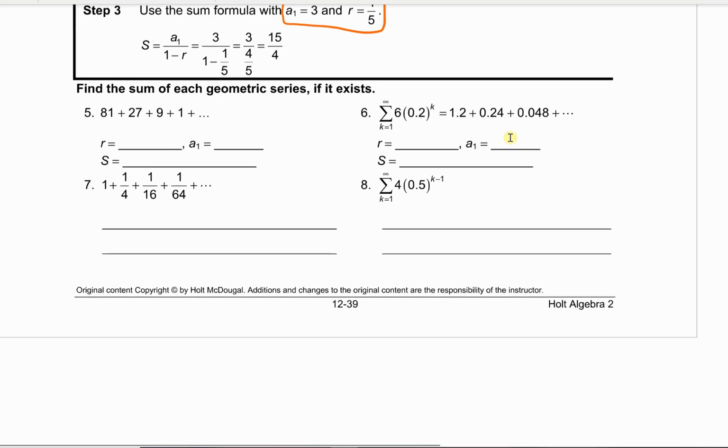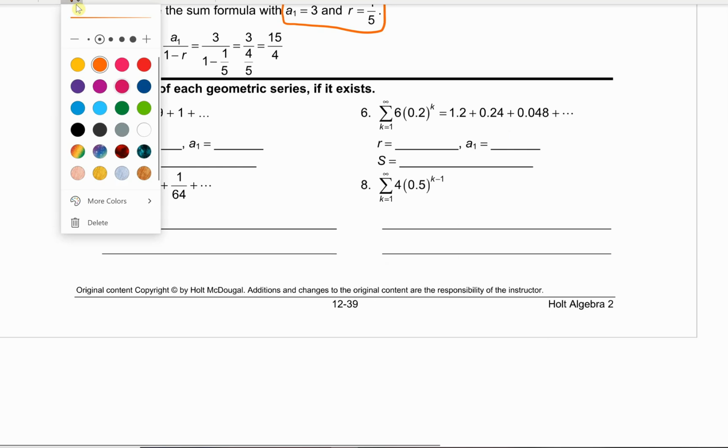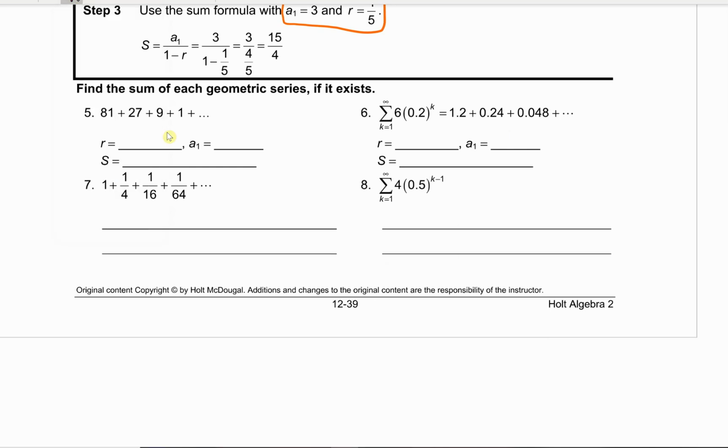So let's try it. Let's see. So here we got 81 plus 27 plus 9 plus 1. And remember, I'm going to write it up here. We're going to use S. There's no sub n because we're finding the whole thing. It's just a1 over 1 minus r. So r is, let's see, 27 divided by 81. Still got to make sure. 27 divided by 81 is 0.3 repeating, which we all know and love as 1/3. And a1 is 81.